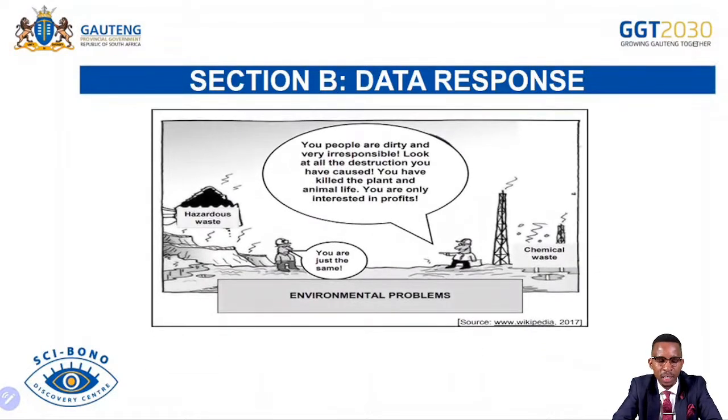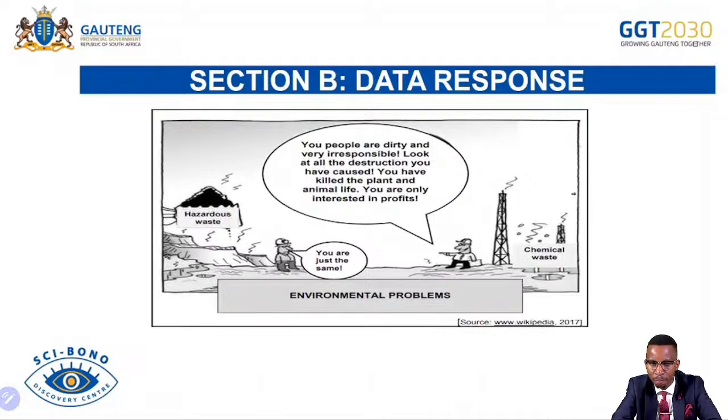Again, under environmental sustainability, hazardous waste. Then we see here, if we read on in the cartoon: you people are dirty and very irresponsible. Look at all the destruction you have caused. You have killed the plant and animal life. You are only interested in profit. It talks to businesses. Like I've mentioned before, they see the environment as a common resource to create profit. So they do whatever is possible to keep those profits high, which also goes with destroying the environment.